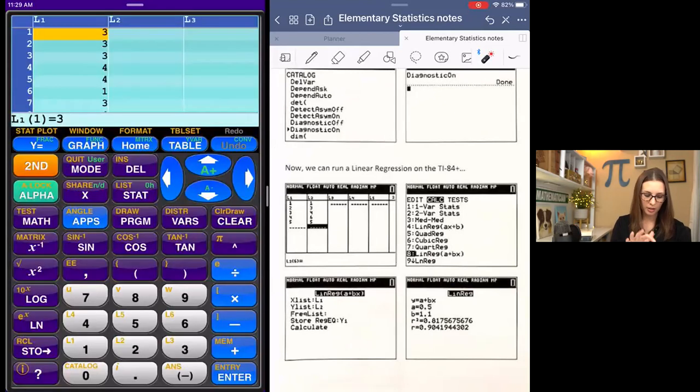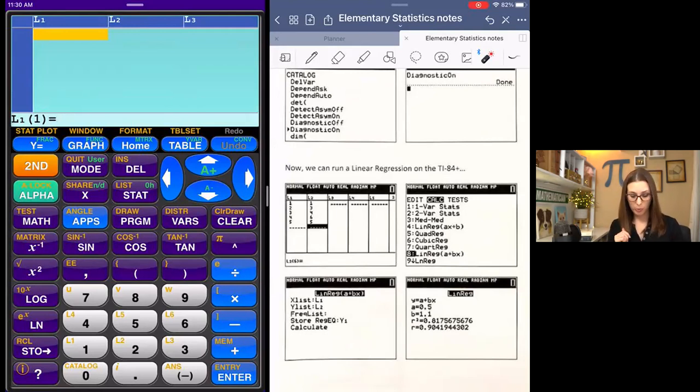And then what you're going to do is go into stat, edit, and input your data. I'm going to clear this. I went up to L1, hit clear, and then went down. I will say if you hit delete, it will delete the entire column. It'll delete L1 also, so just be careful with that. If you did that, let me know and I can help you.